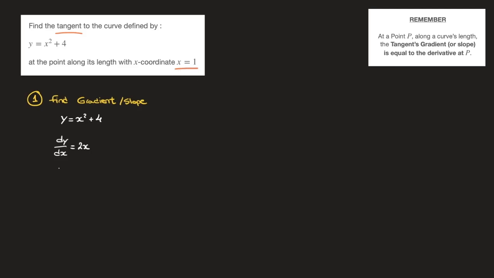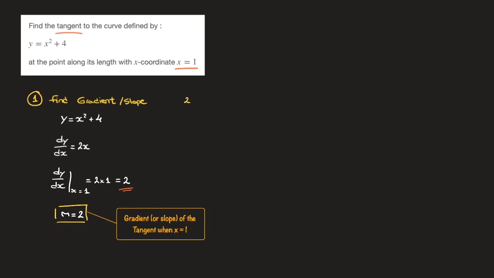So I do that here, dy/dx, when x equals 1, equals 2 times 1, which is just equal to 2. And that's the gradient. And just to be clear, I'll go ahead and call that gradient m, and it's equal to 2. Done. Alright, now that we have the gradient, we move on to step 2.